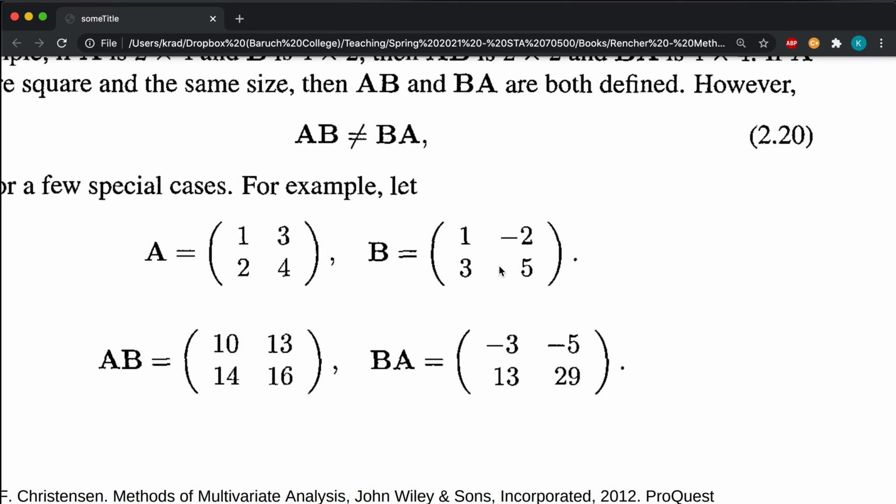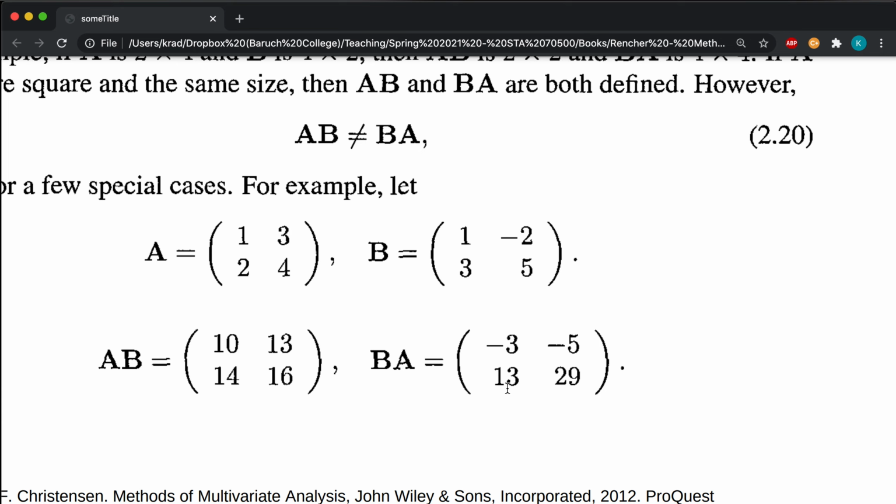So here we have two square matrices. The number of rows and columns is equal, and for the two matrices it is also equal. So both AB and BA are defined. But what is AB? AB is 1 times 1 plus 3 times 3, which will give you a 10 here. And you have 1 times negative 2 plus 3 times 5, which gives you 13, and you just do the math and fill in the rest of the elements.